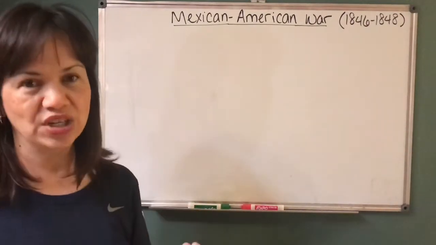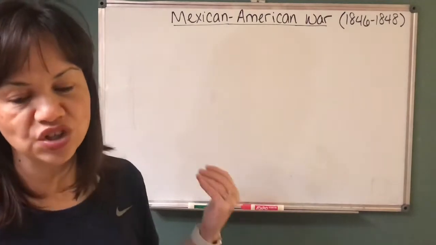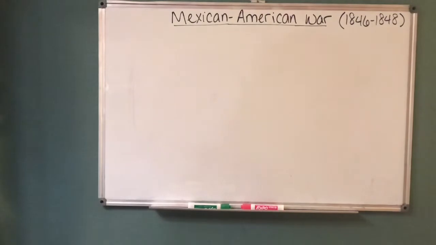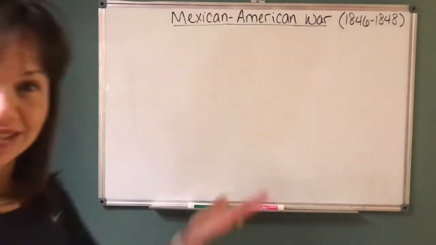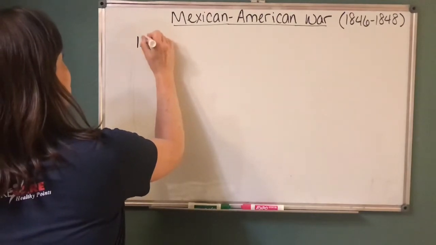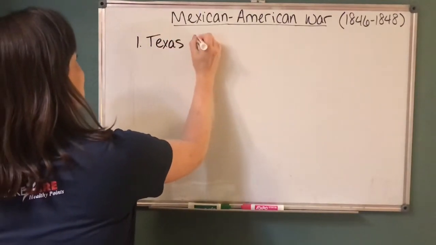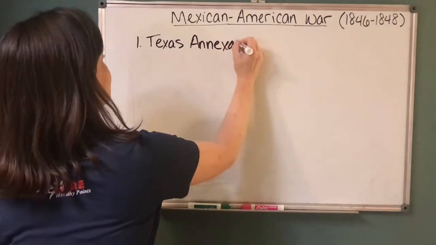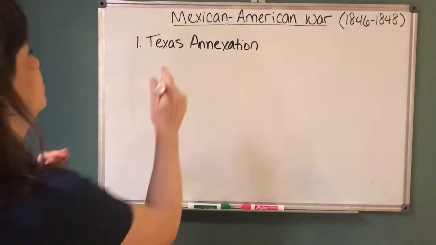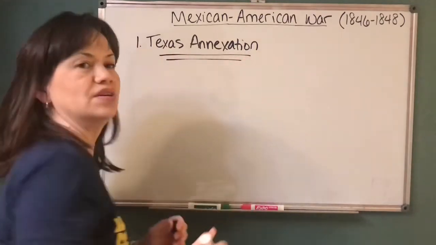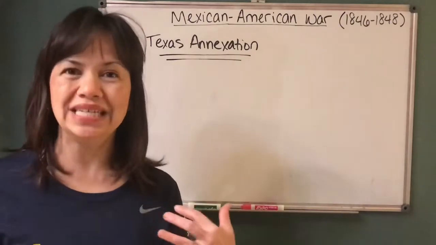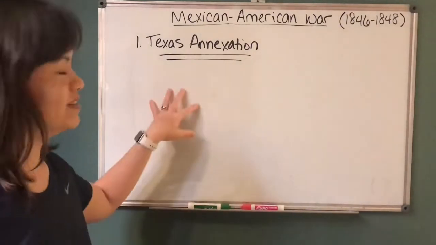And so the first question that I ask you in the handout is, what were the 2 major causes of the Mexican-American War? The first major cause, obviously, is the annexation of Texas. So, Texas annexation. Let's break that one down. Texas was annexed to the United States. It became the 28th state of the United States.